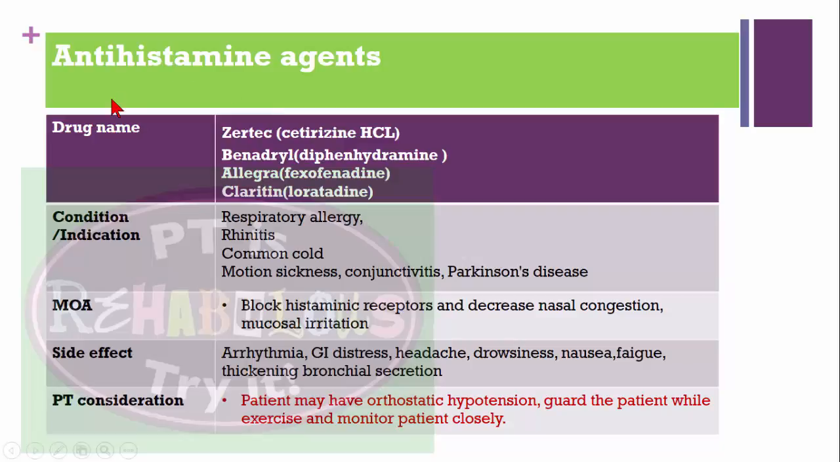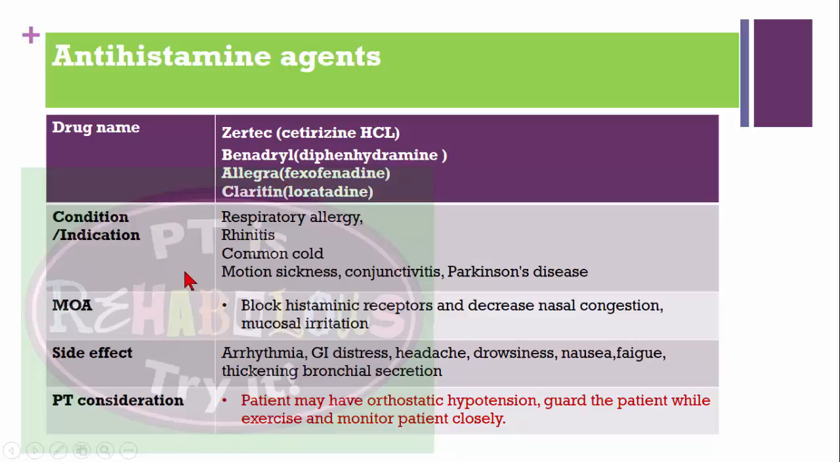Now we are going to learn about antihistaminic agents. The antihistaminic agents are Zyrtec, which means cetirizine HCl. Most patients having allergy will be prescribed cetirizine by the doctor. The brand name is Zyrtec. If the patient has a severe or moderate cough, they will provide diphenhydramine, and the name is Benadryl. The third one is Allegra, known as fexofenadine. Claritin means loratadine.